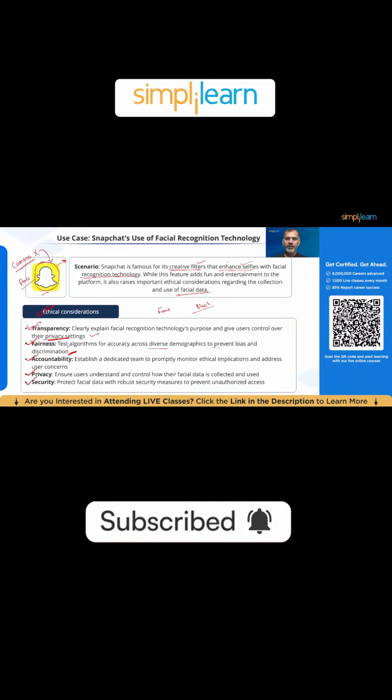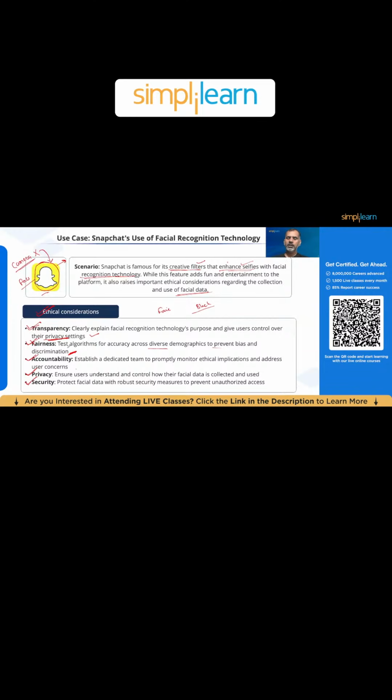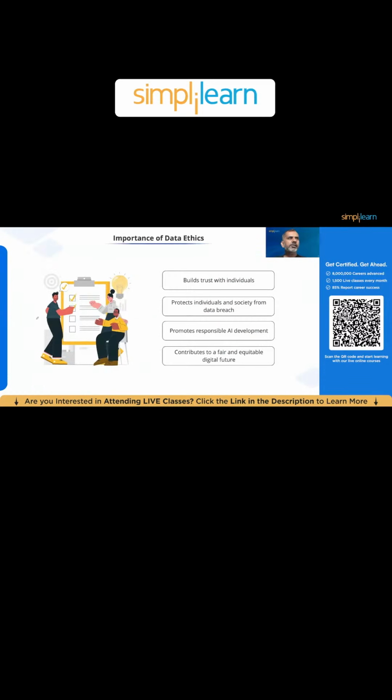Now we understand what the key principles of data ethics are: transparency, fairness, accountability, privacy, and security. So, by understanding this, let us try to understand why it is important, why we talk so much about these key principles, data ethics, and rules and regulations in data practices.